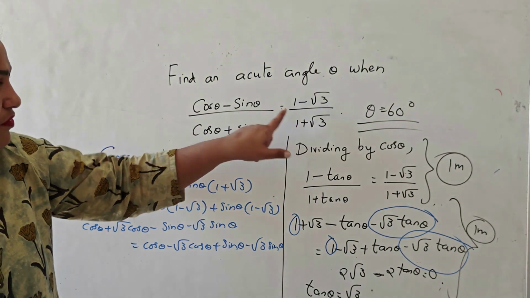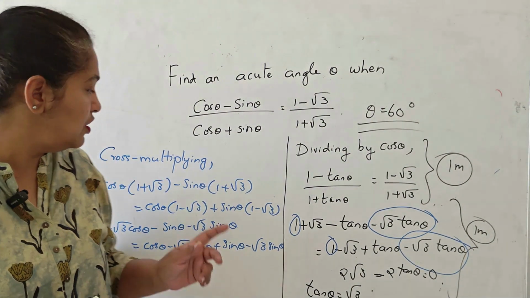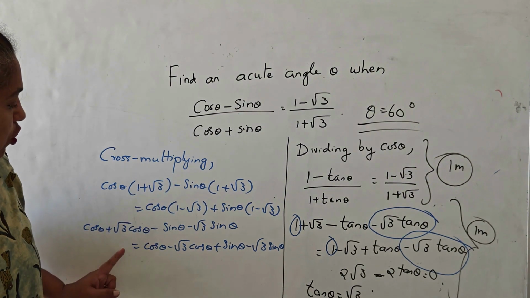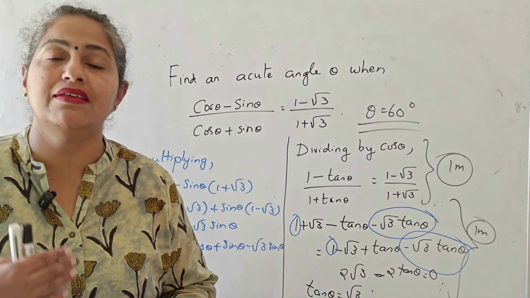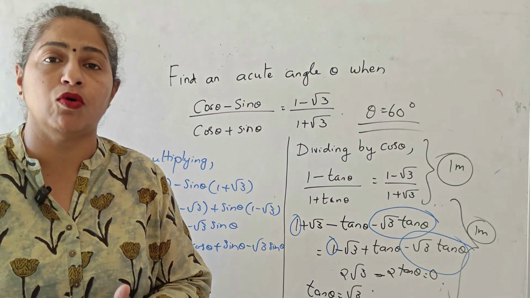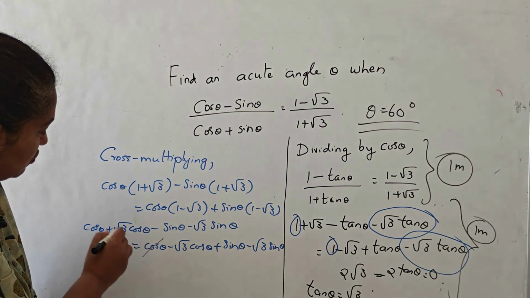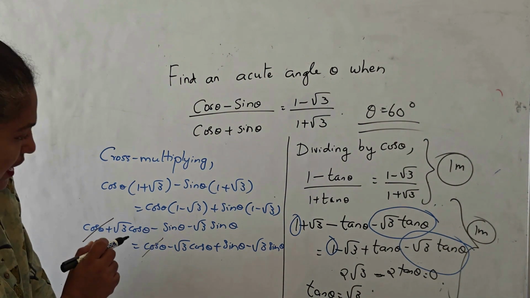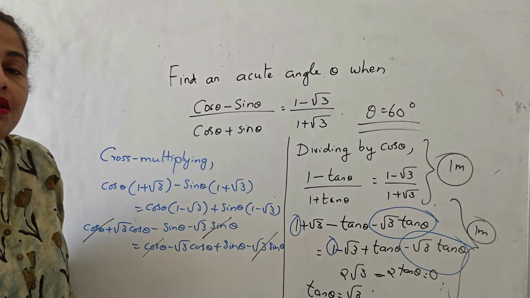I have just cross multiplied without converting it into tan theta. So once you do that and open the bracket, this is what you are getting. Now let us see whether there are any terms which are the same on both sides, so I can cancel them out. So here you can see cos theta is there. I can cancel. And root 3 sine theta and minus root 3 sine theta.